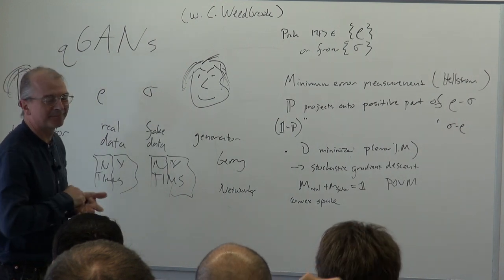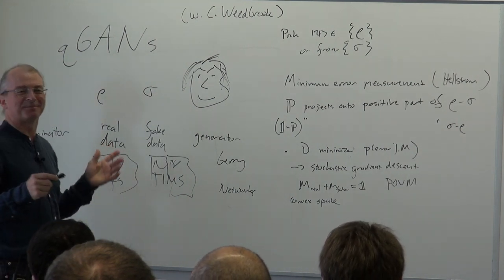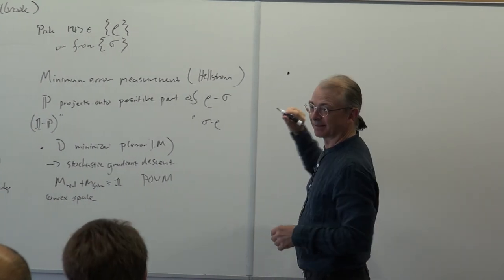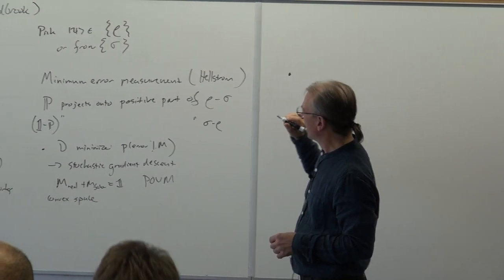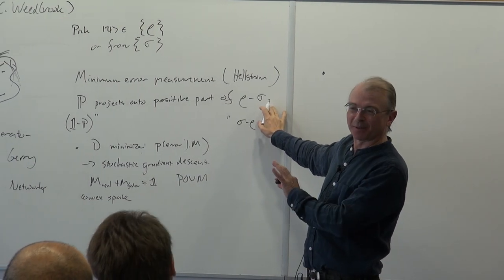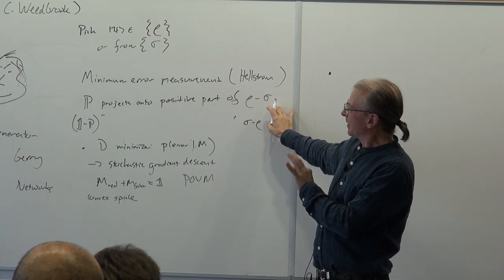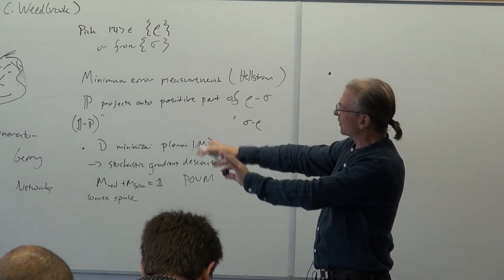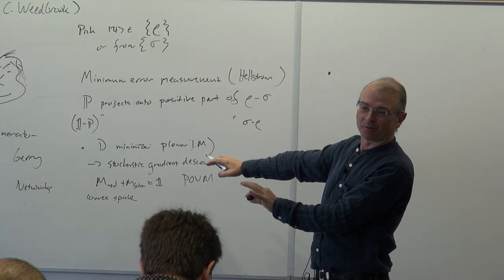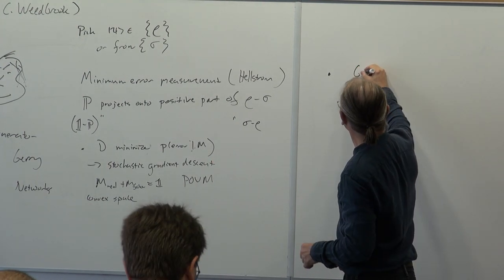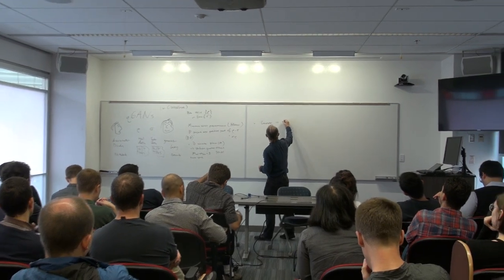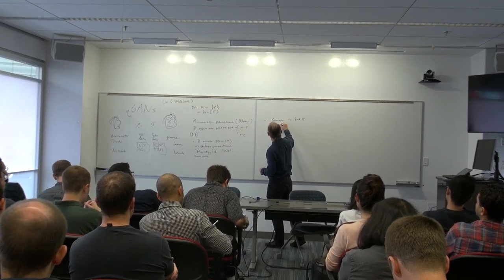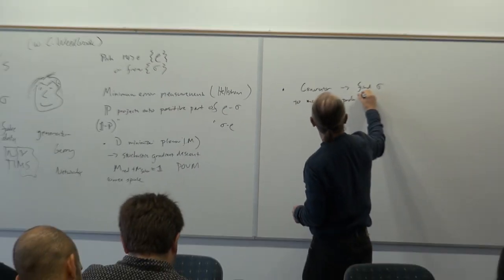It's great. And the unique minimum here is going to be rho equals sigma? For sure. Because if we now look at what the generator does: first we talked about the generator being fixed, and then the discriminator optimizes its minimum error measurement. So now we just let the generator do it. The generator wants to find sigma to maximize the probability of error.